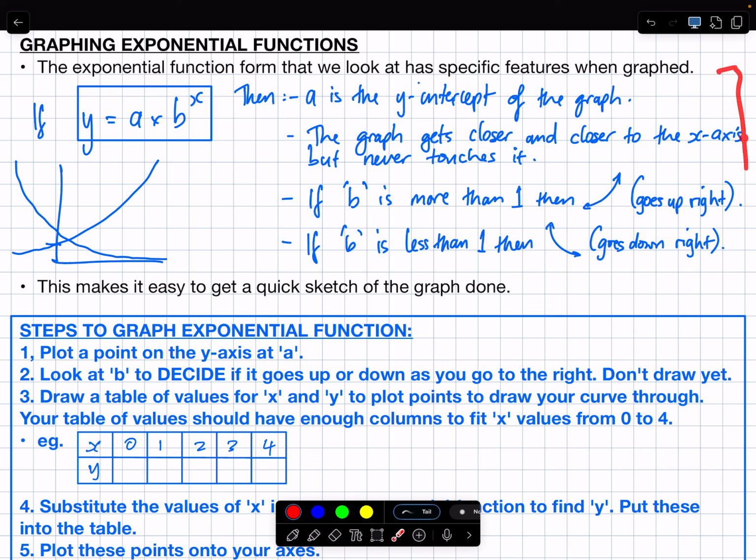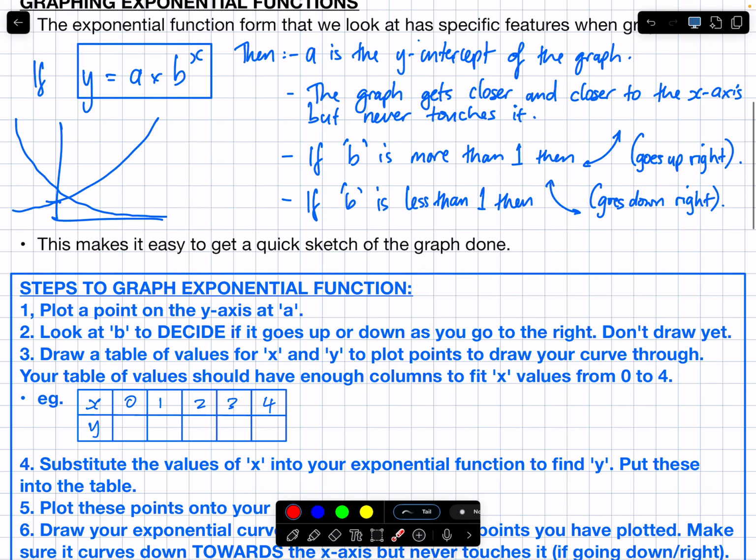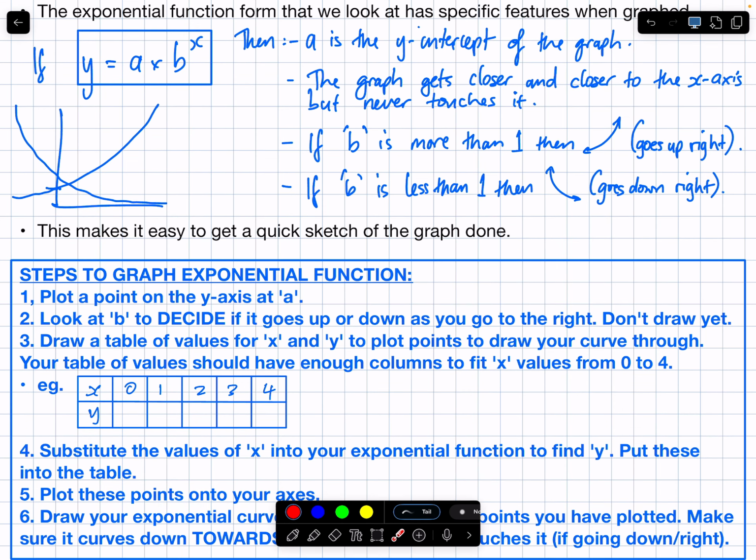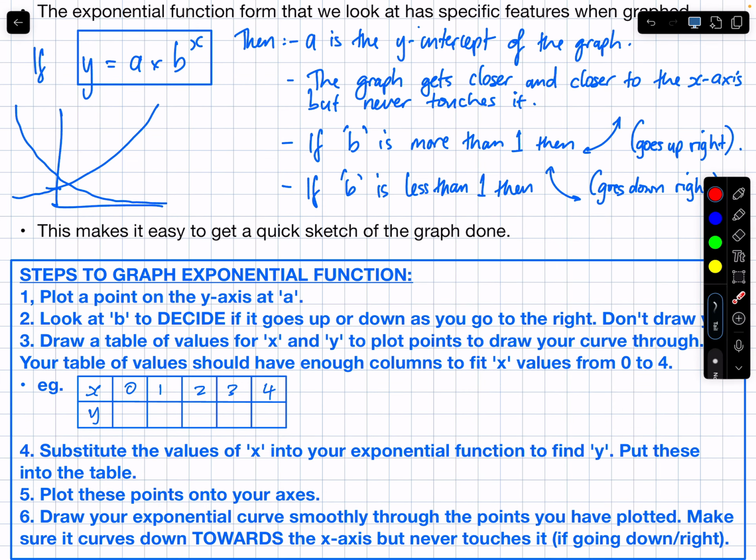I'll give you some time. Can you get that first general gist of the shape of exponential functions to start off with? I'll move it down so the people that were here earlier can start getting the actual steps to drawing them.